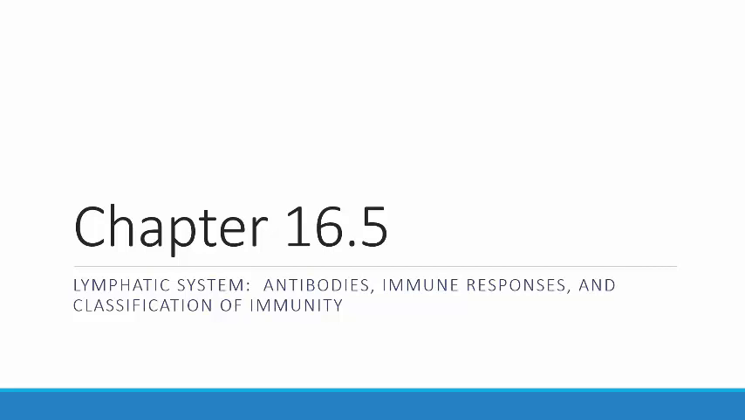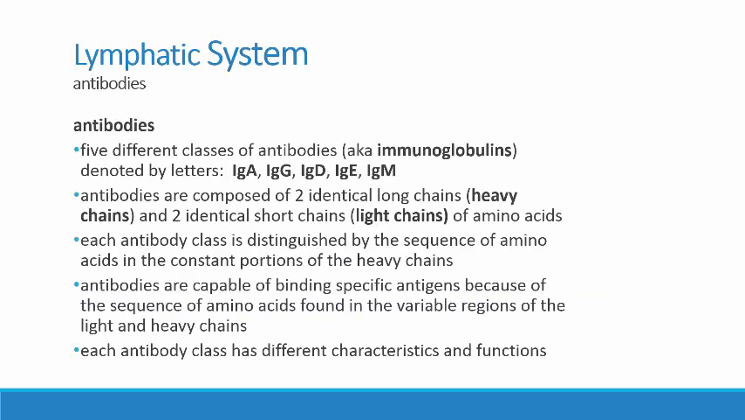Okay, so in this video we're going to look at antibodies and their role in immunity, as well as the two types of immune responses, a primary response and a secondary response. And then we'll try to classify some immunity as well. So let's get going. First off, antibodies.